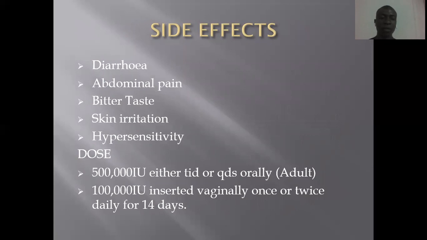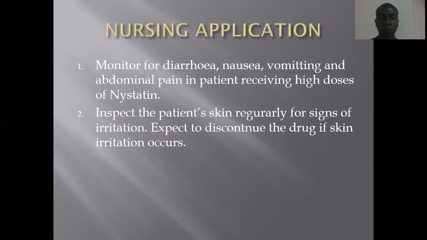The dose you give is 500,000 international units, either TDS or QID, all in an adult. You can give 100,000 international units inserted via the vagina once or twice daily for 14 days. If somebody has vulvar vaginitis, in that area you can insert 100,000 international units once or twice daily for 14 days.